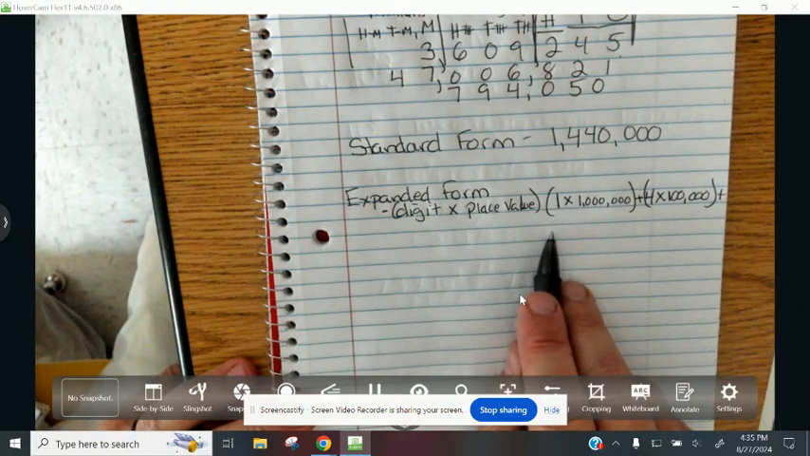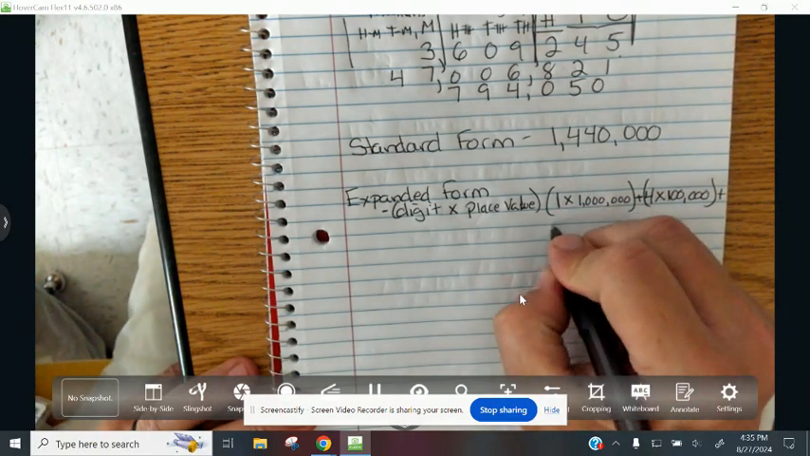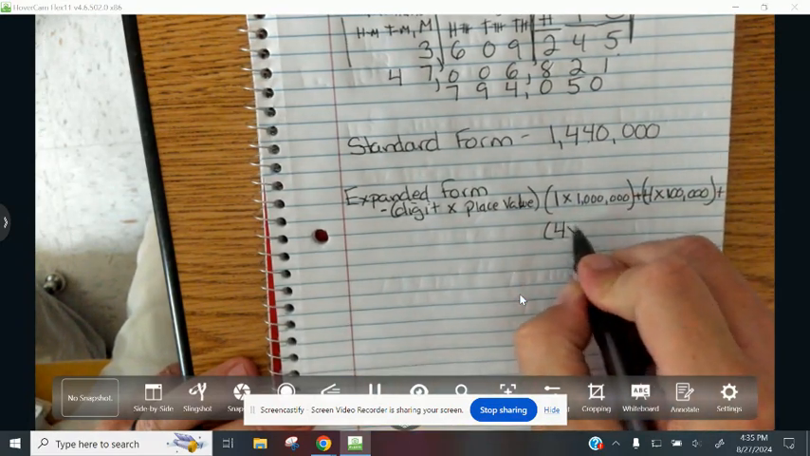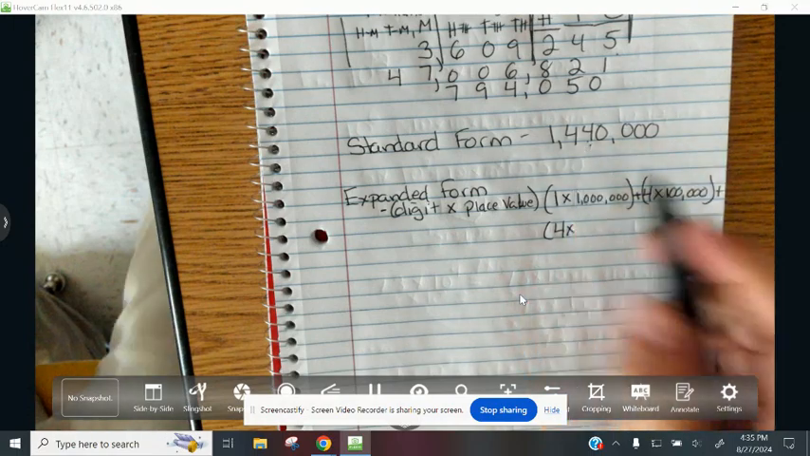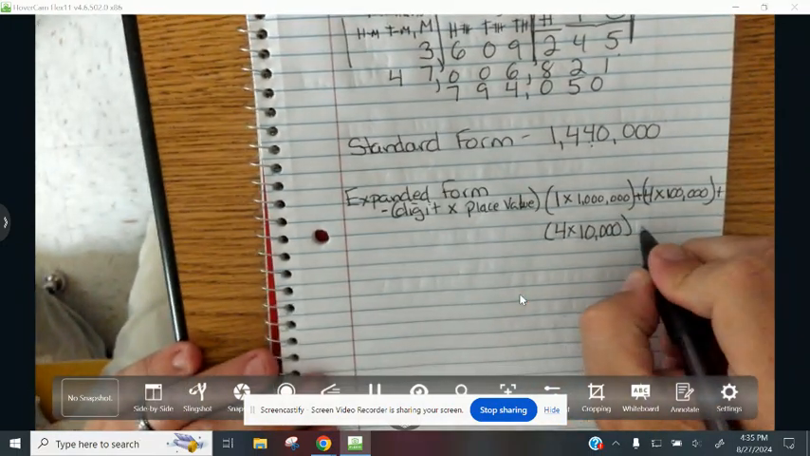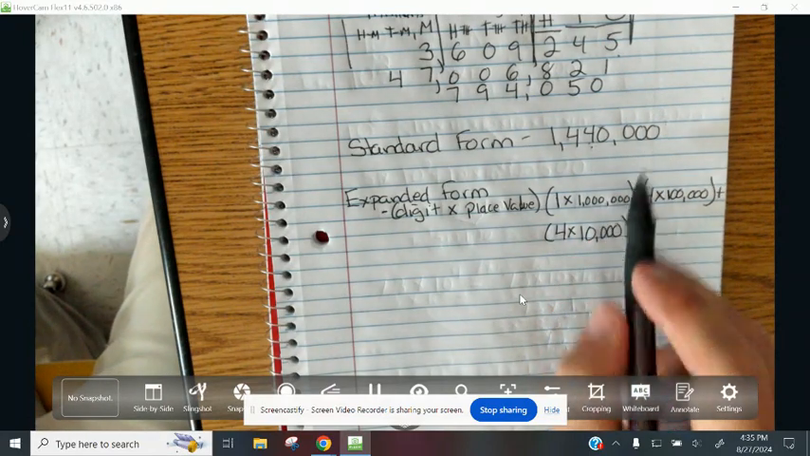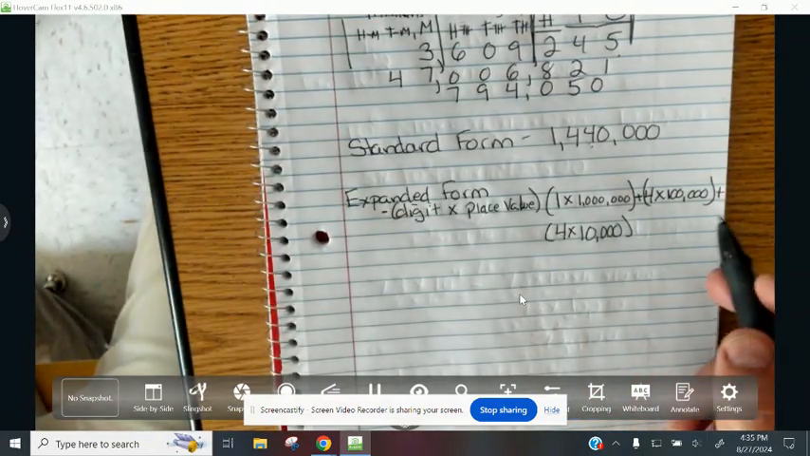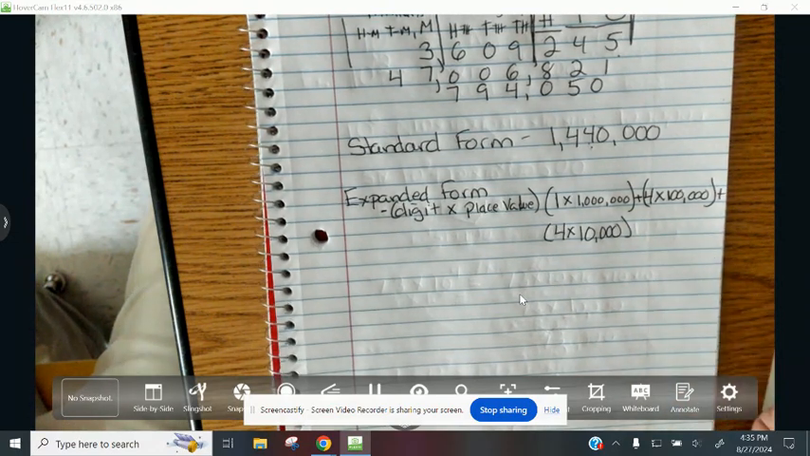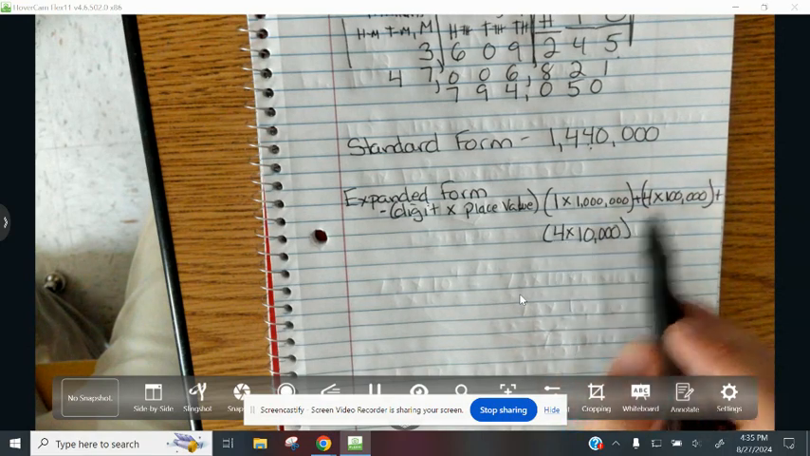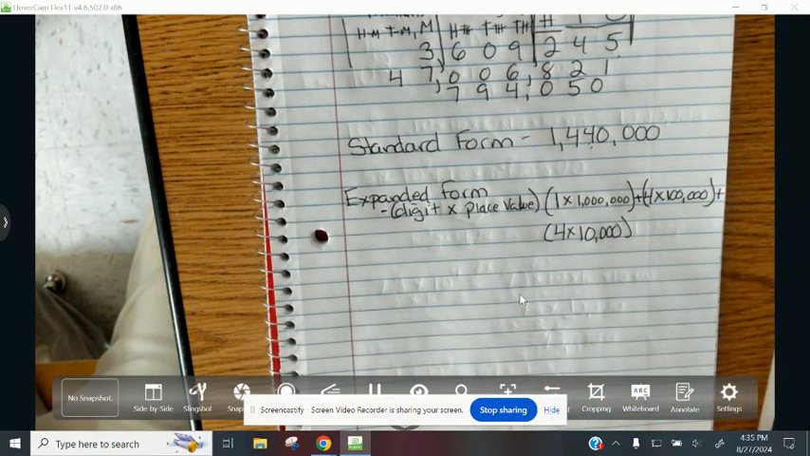I'm going to go down here. There's the next 4. So again, 4 is my digit, times place value. Where's this 4? It's in the 10,000s, so I just write the number 10,000. Everything else is zeros, so I could put plus 0 times 1,000, 0 times 100, but that's extra stuff you don't have to do because all that equals 0. So that's exactly how you do it. That's how it would be in standard form.